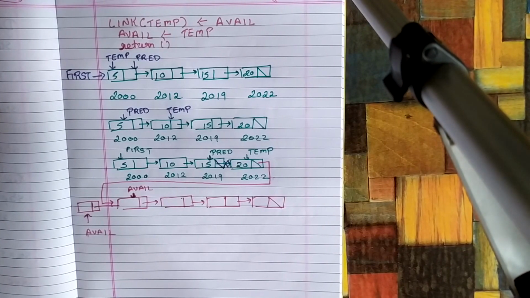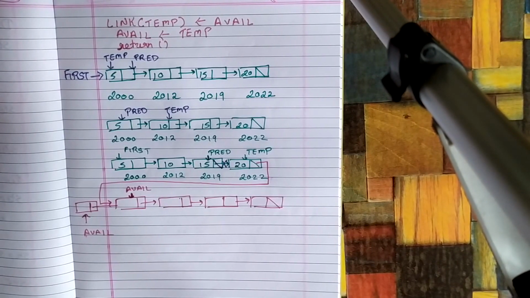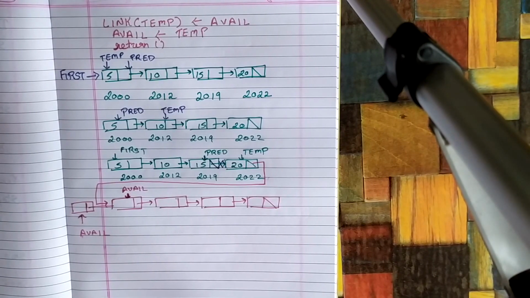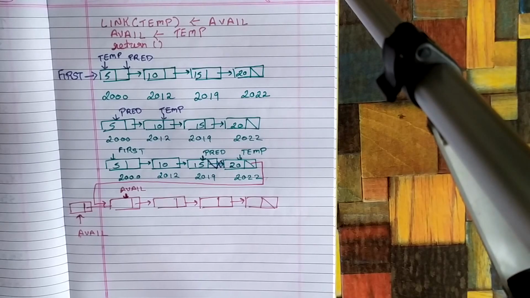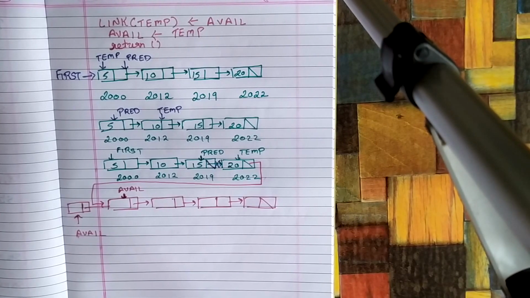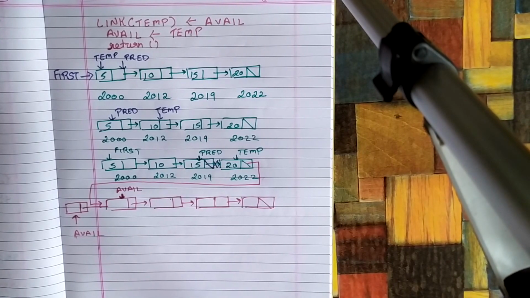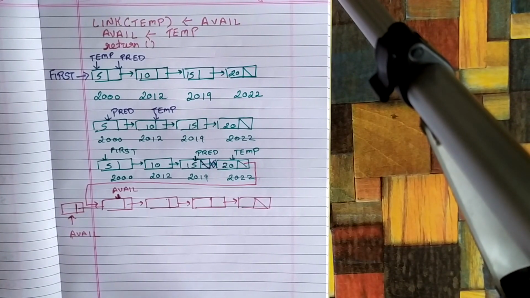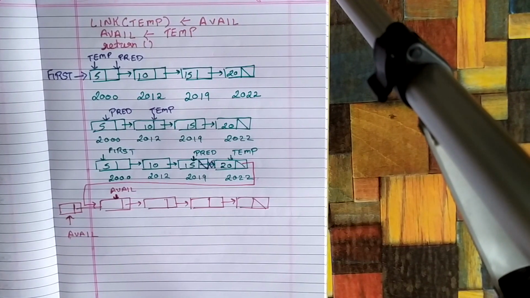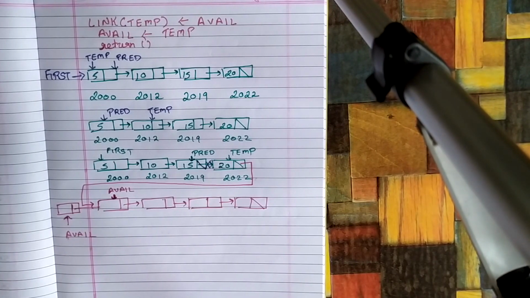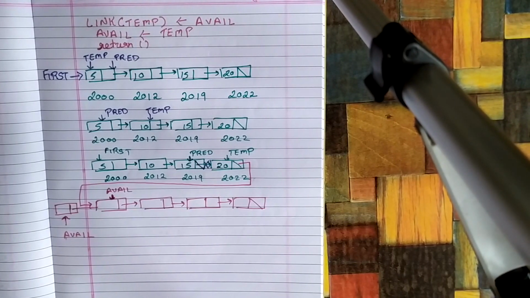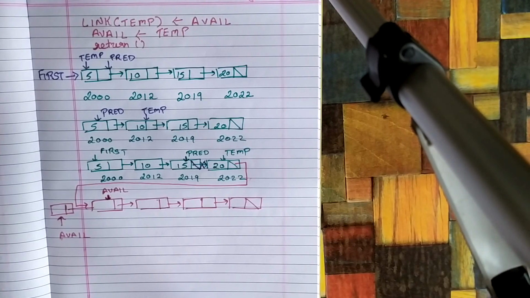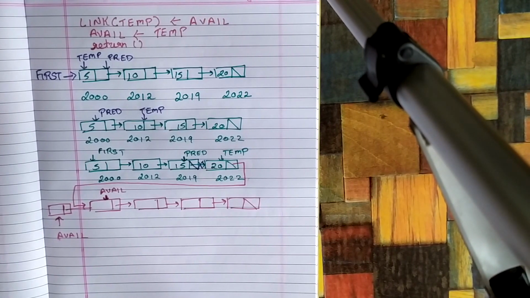Now you have to set link of PRED to null. So it will be the last node of your linked list, and the node that is pointed by temp has to be returned to availability list. You can see we have created one availability list which is set of empty nodes that you can use to insert into linked list. So now you have to return this node to availability list.